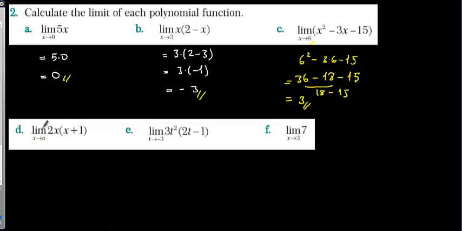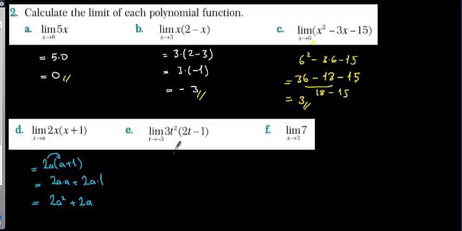Here it says that instead of x, write a. So it's going to be 2 times (a plus 1). This is 2a times a plus 2a times 1. 2a times a is equal to 2a squared, and 2a times 1 is equal to 2a.